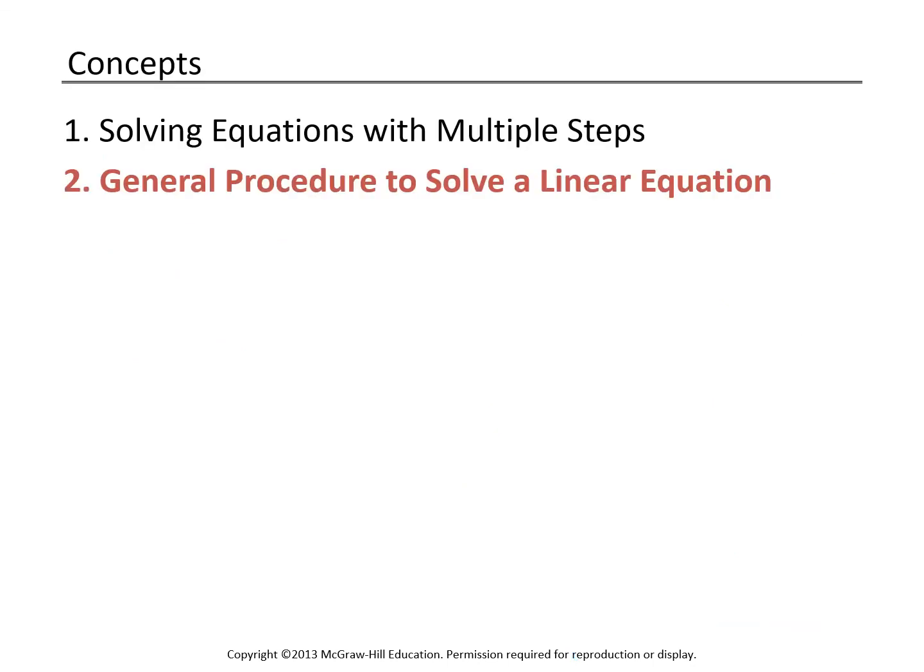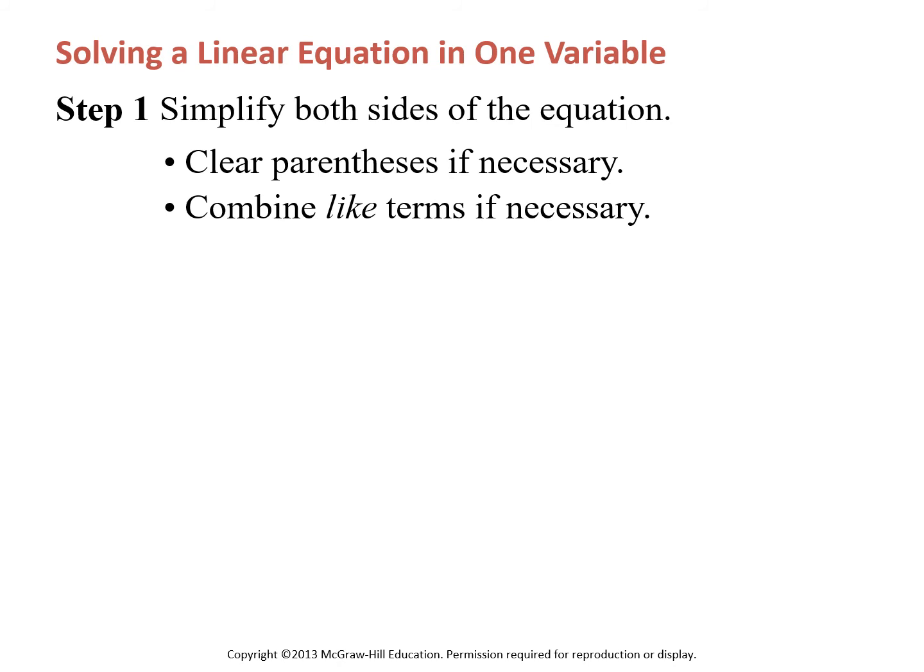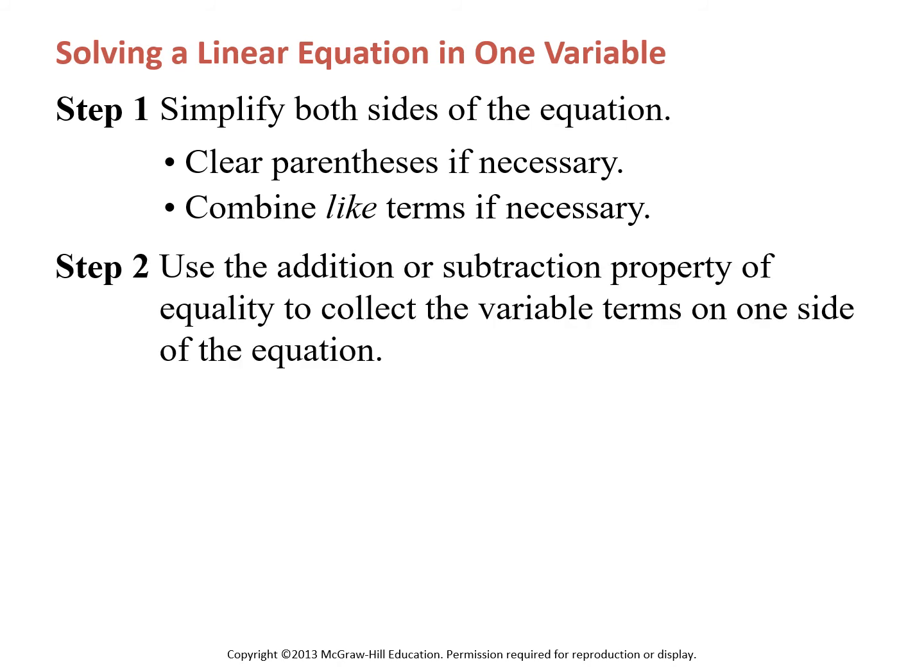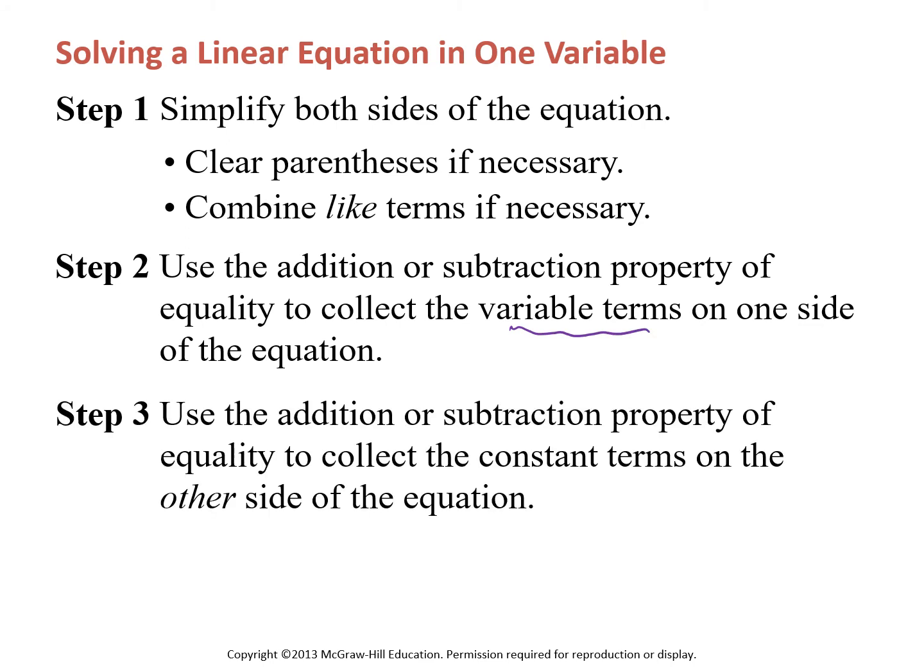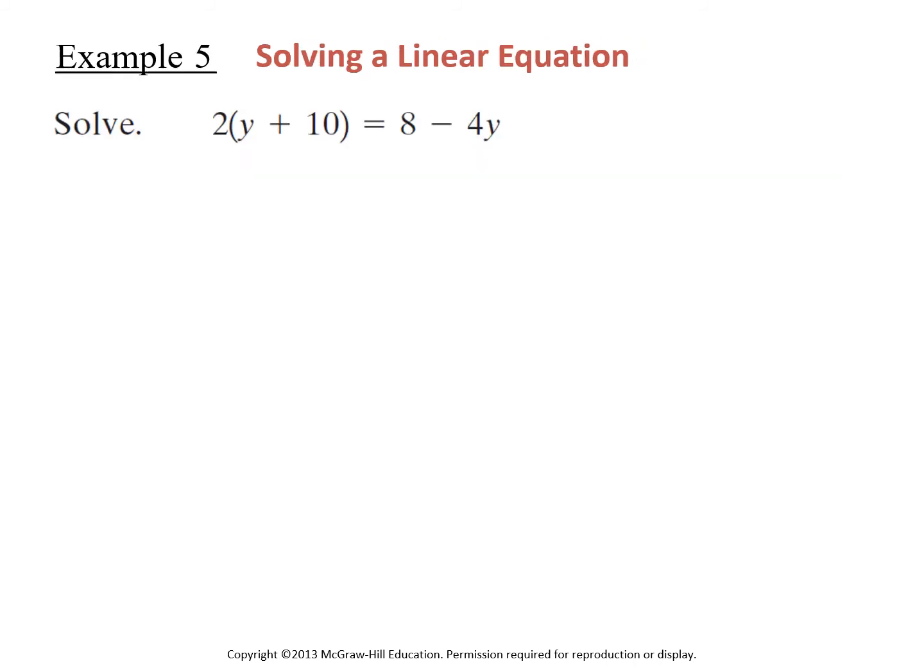So my general procedure for solving a linear equation: first, we simplify expressions on both sides by clearing parentheses and combining like terms. Next, use the addition or subtraction property of equality to collect variable terms on one side of the equation. Next, use the addition or subtraction property of equality to collect the constant terms on the other side of the equation. And finally, use multiplication or division property of equality to make the coefficient of the variable term equal to 1. We'll check our answer in the original equation.